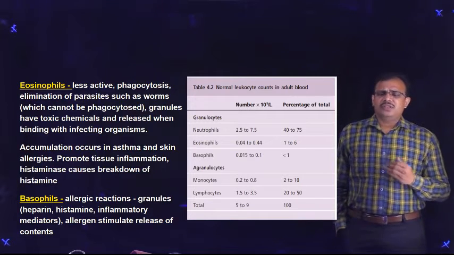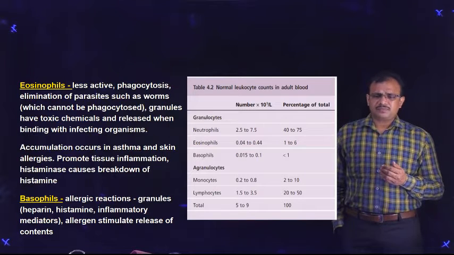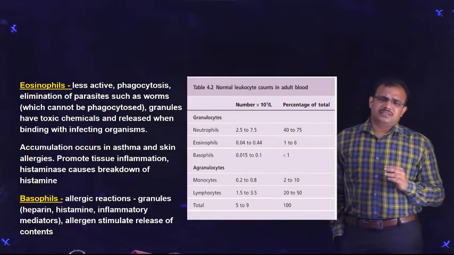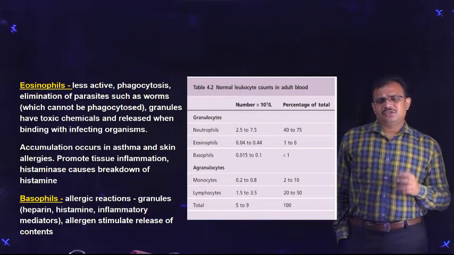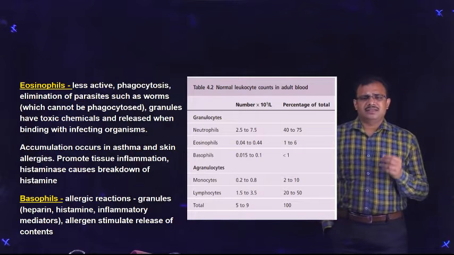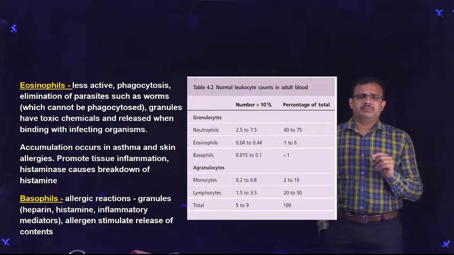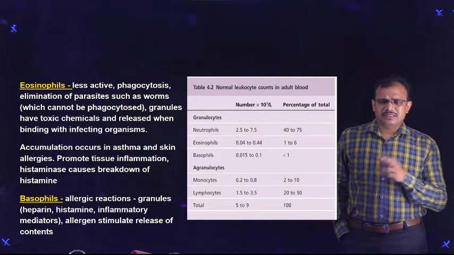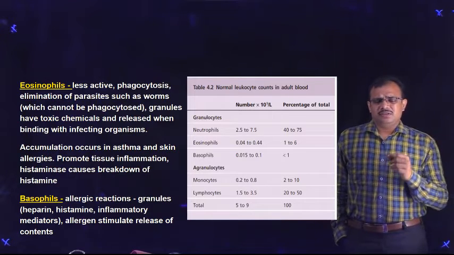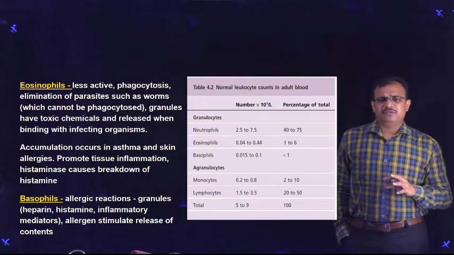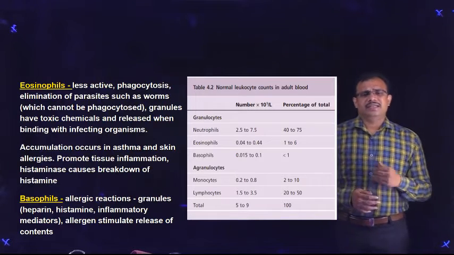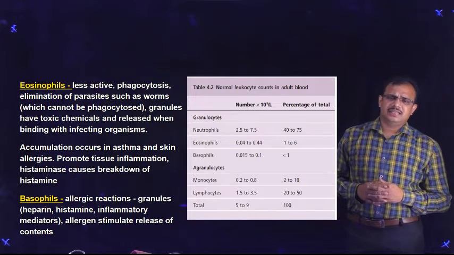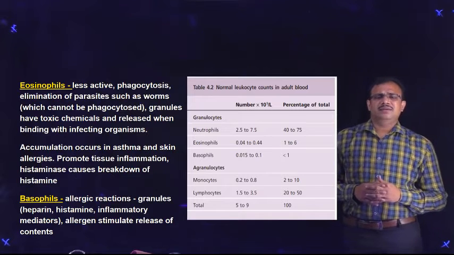They also induce tissue inflammation, and they also reduce tissue inflammation by releasing substances such as histaminase, which causes breakdown of histamine, the chemical which mediates allergic reactions. The inflammation is induced by the action of toxic chemicals, whereas the inhibition of inflammation is by the release of histaminase.